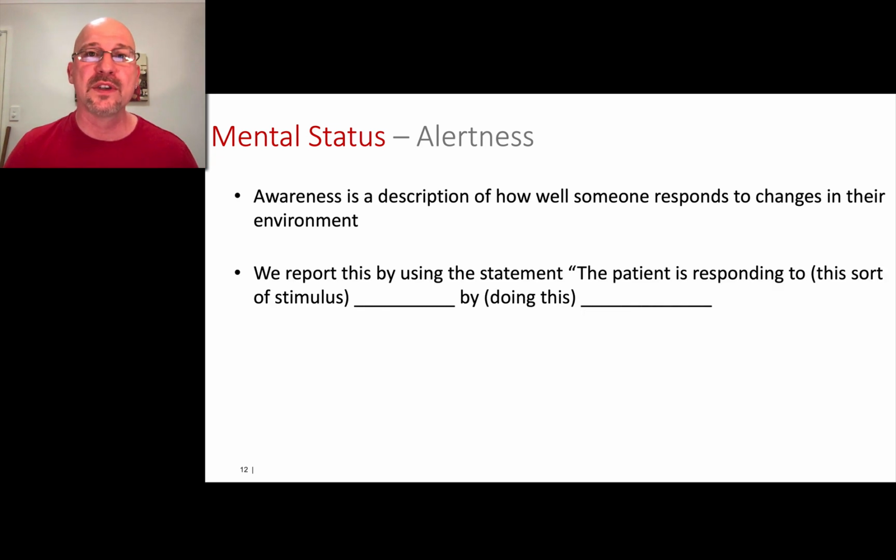And the way we'll describe alertness is by using this formatted statement: the patient is responding to this stimulus by this reaction. So, patient is responding to verbal with normal speech. Patient is responding to pain by moaning. Patient is unresponsive to pain. One of the most immediate first tests of alertness that we do is called tracking.